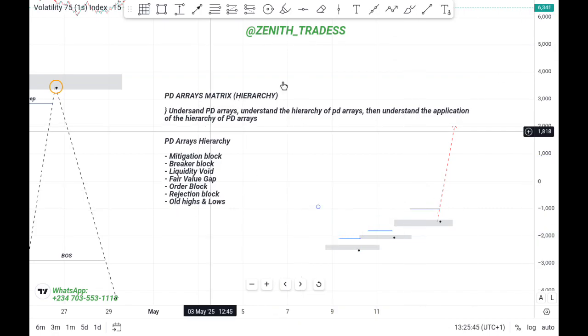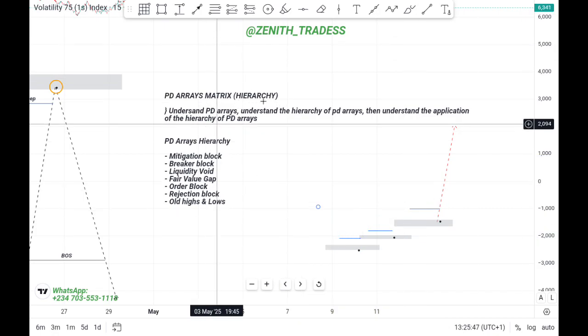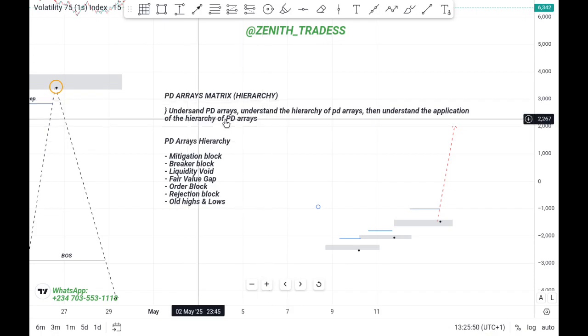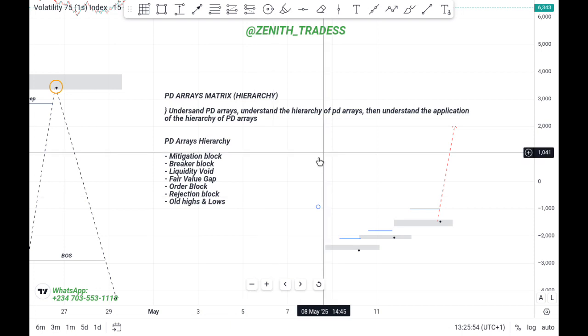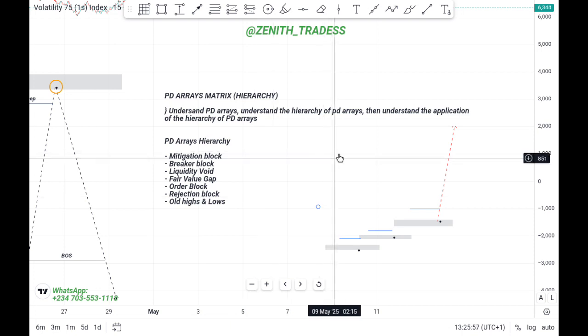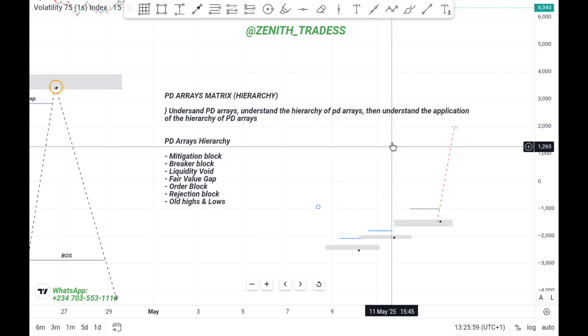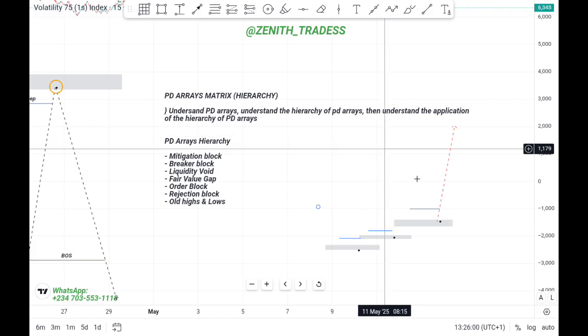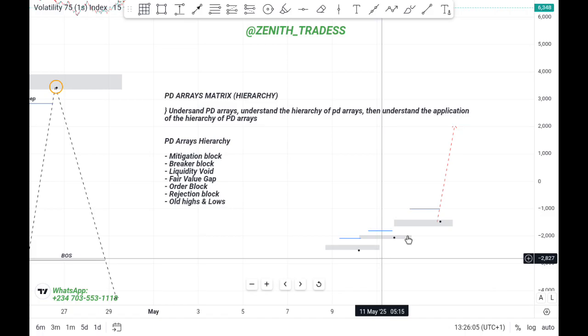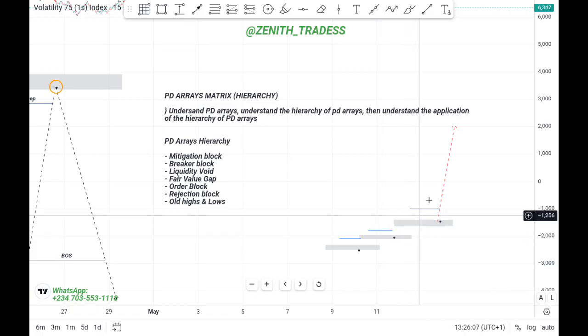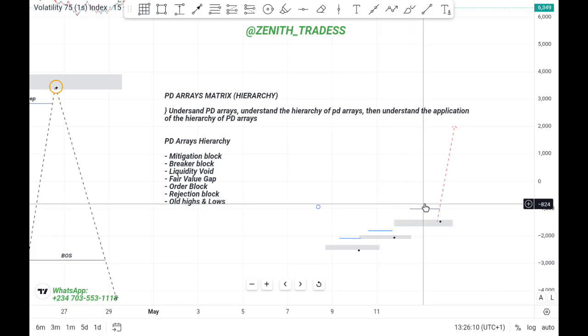So this is the PD array matrix, the hierarchy in order of their importance. Once you understand what PD arrays are, you have to understand their usage very well. I've just explained their usage. Understand the hierarchy of the PD arrays, that is how important they are. Like if you see a lot of PD arrays in a single leg where price is moving, which one should I follow, which one will hold price, which one is most important? Then understand the application of the hierarchy of PD arrays.